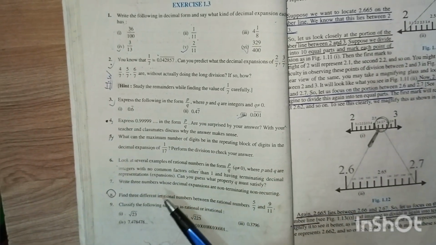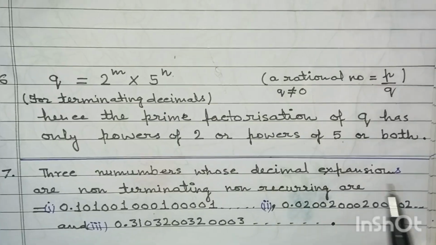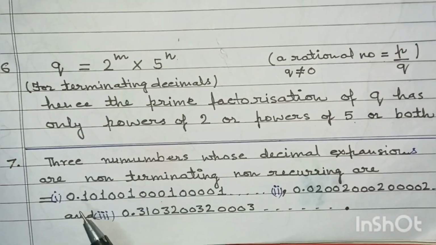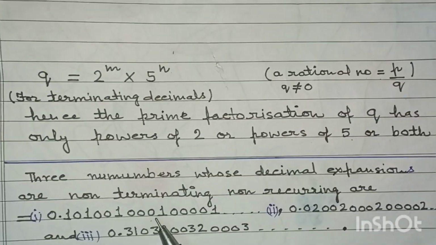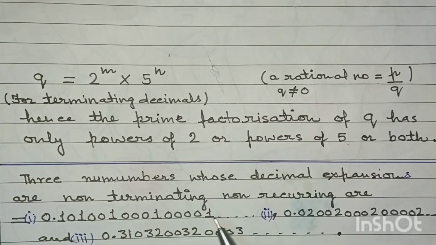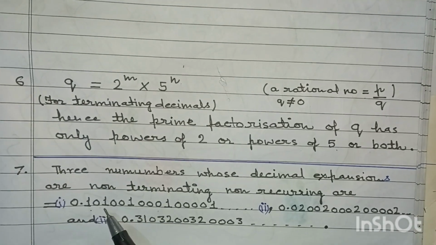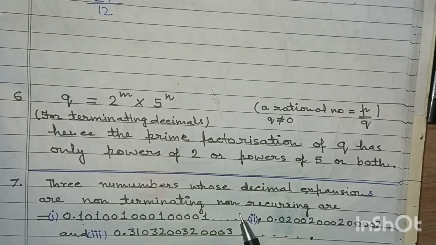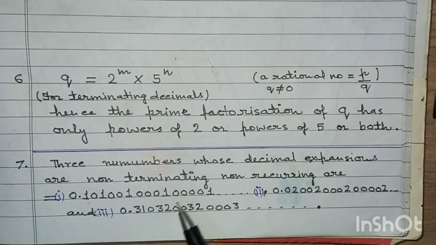Question 7. Write 3 numbers whose decimal expansions are non-terminating, non-recurring. Whose decimal expansions are non-terminating, non-recurring are: first, 0.101001000100001... See, in first no 0, second one 0, then two 0s, then three 0s, then four 0s, and if you write like this, it is a non-terminating, non-recurring decimal, so it is irrational.